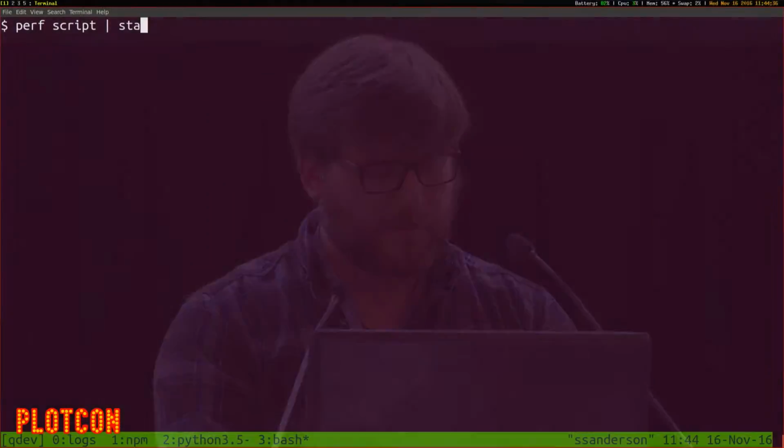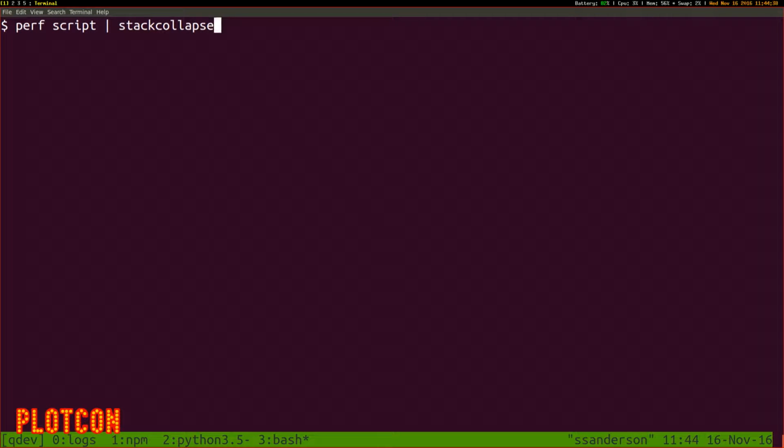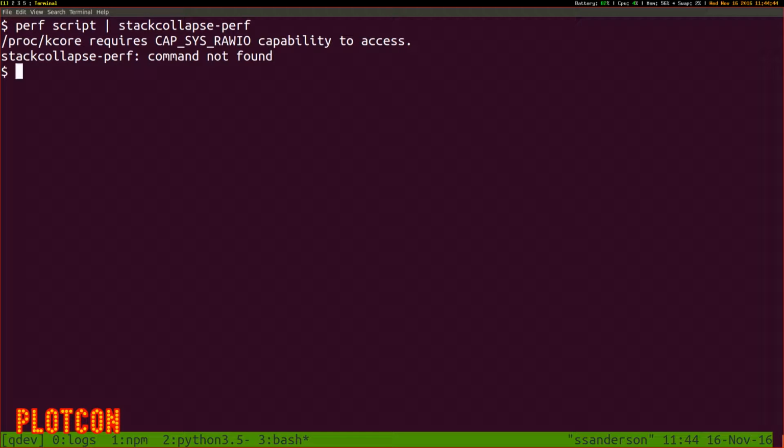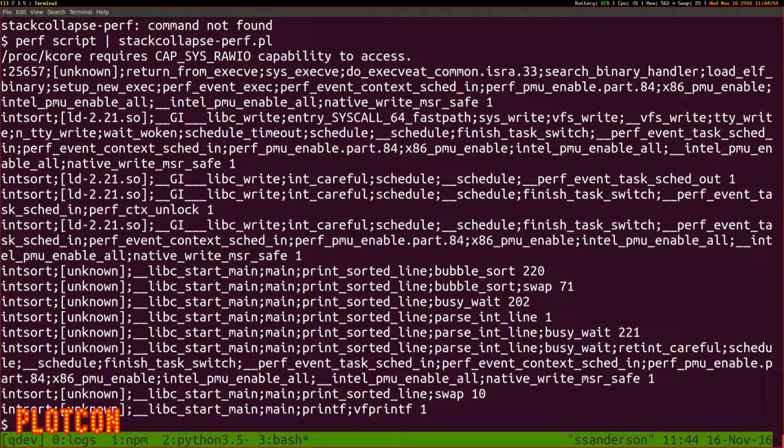The flame graph toolset can understand a whole bunch of different programs, but it comes with a program called stackcollapse-perf. So we can take perf script and pipe it to stackcollapse-perf.pl, which is a Perl script. I'm not going to show you the source, but it's actually quite nice, readable Perl, insofar as that's possible.